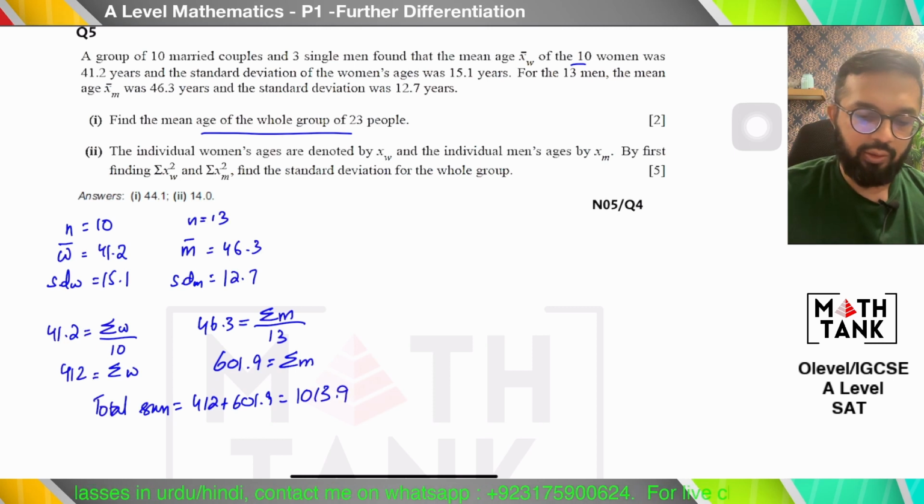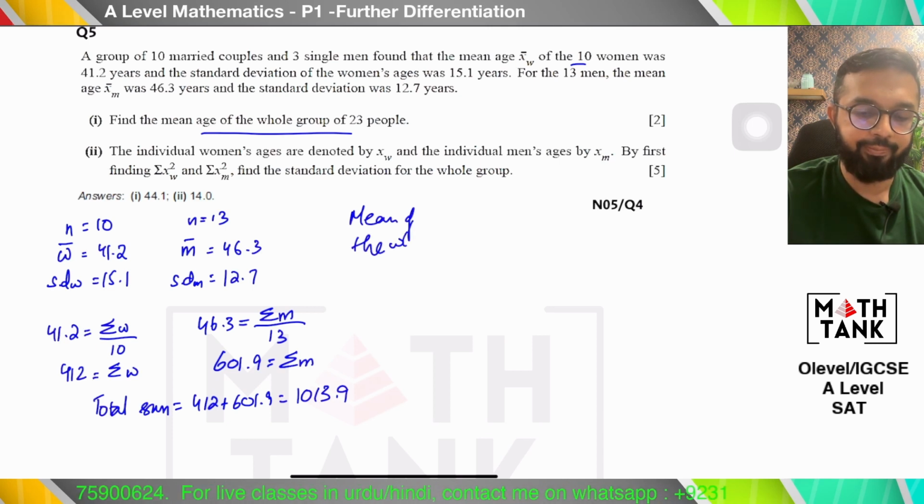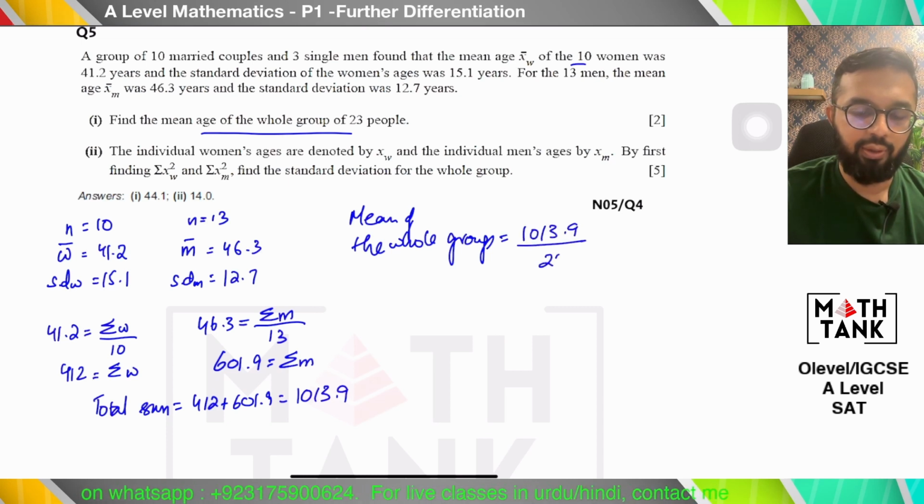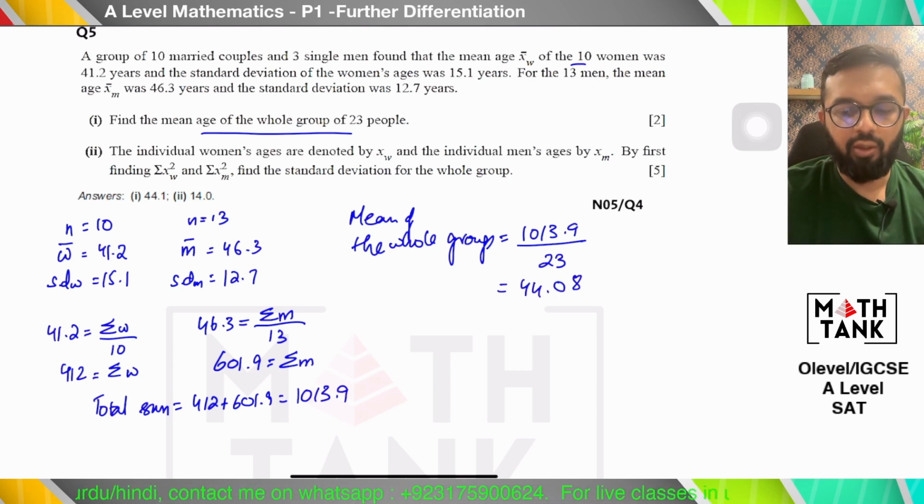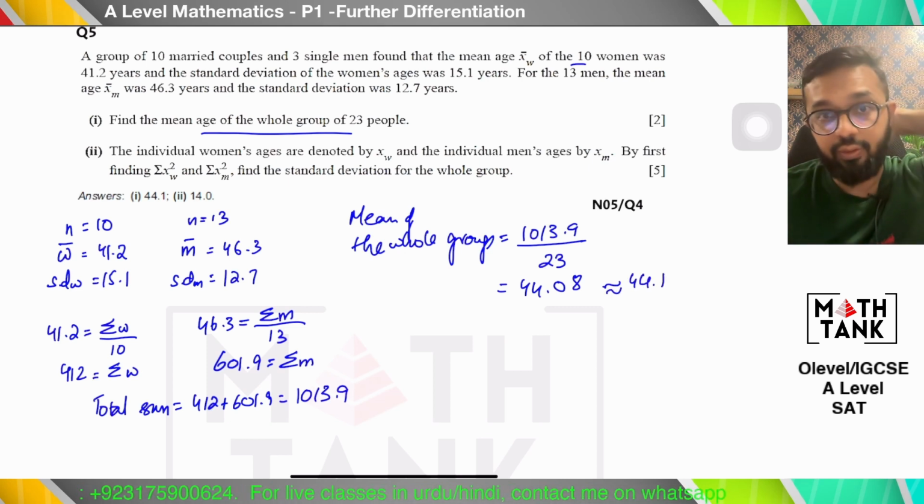1013.9. So the mean of the whole group is simply 1013.9 divided by 23, which is 44.0... which is 44.1 correct to three significant figures.